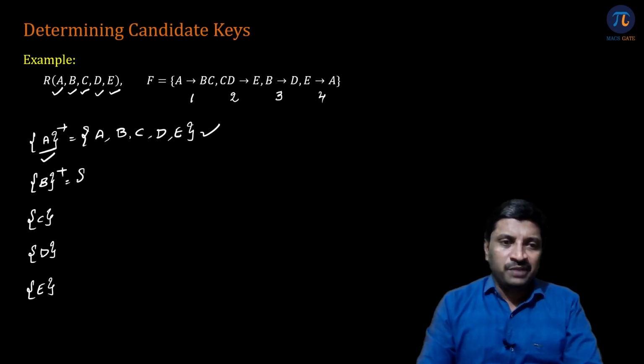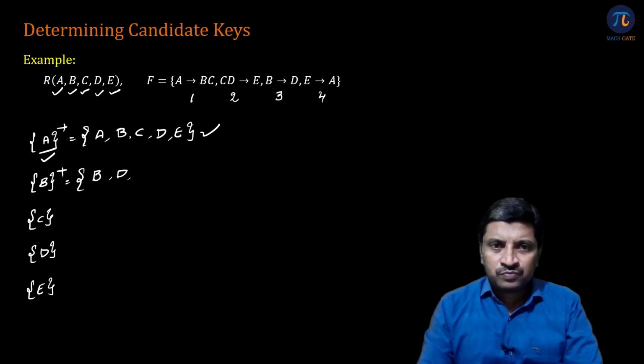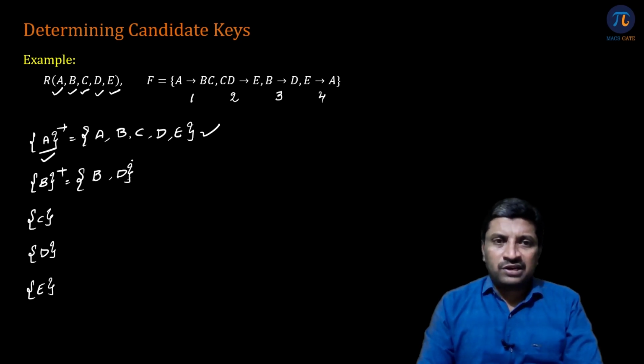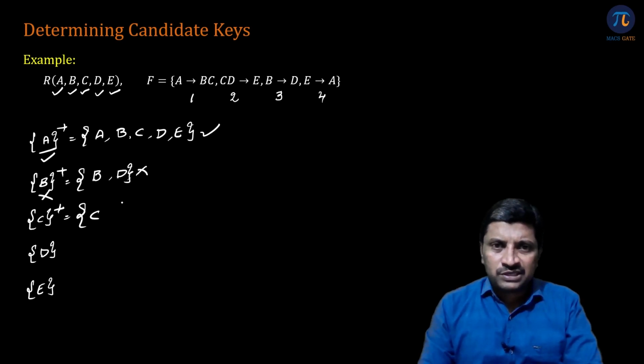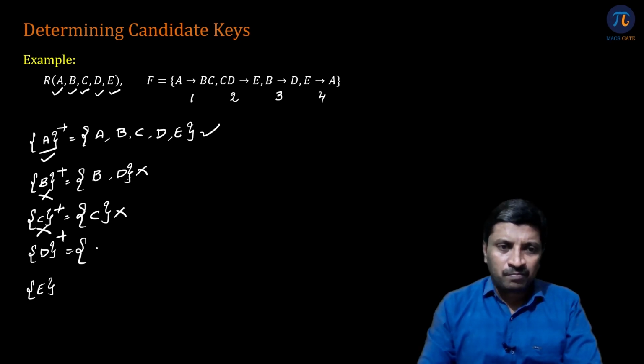What is the closure of B? With B we can find B. With B we can find D. Anything else? No. We are getting only 2 attributes. So this will not be a candidate key. What about the closure of C? With C we can get C. Anything else? No. So this will not be a candidate key. What is the closure of D? With D we get only D. So this is not a candidate key.